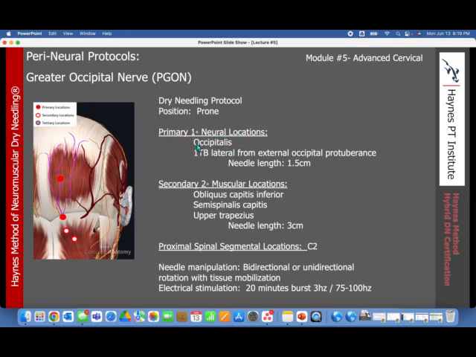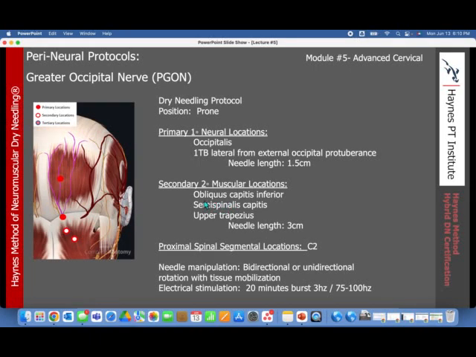Here it's going to be occipitalis, and then it's also going to be 1 thumb breadth lateral from the external occipital protuberance, and the needle length there is going to be 1.5 centimeters. Secondary, if we don't get the response we're looking for, next time we come in, we may look at our secondary approaches.